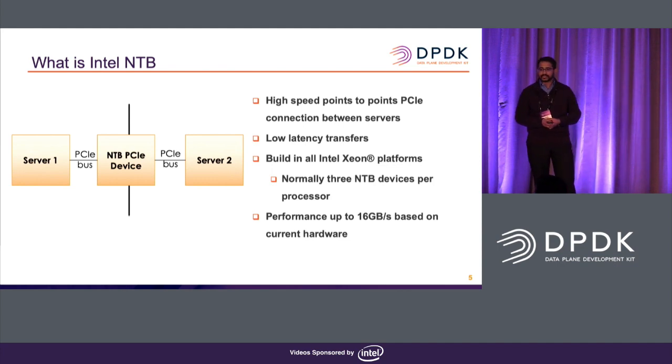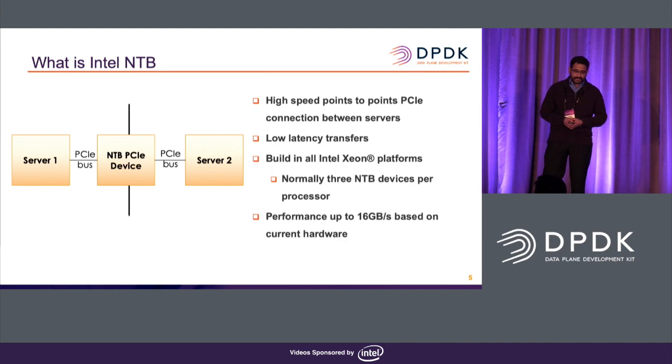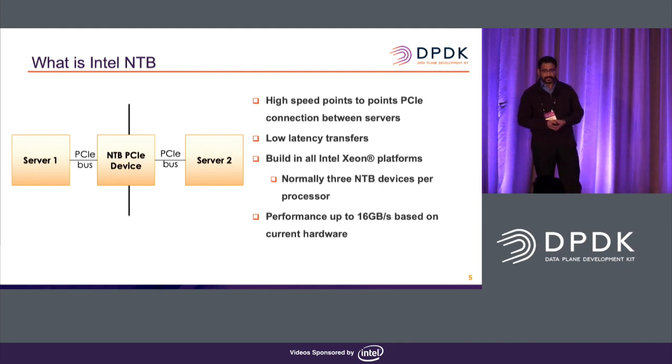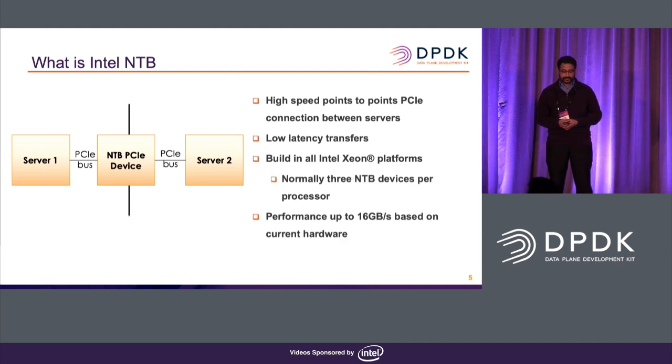Another main advantage of using the NTB is that it comes free. So it's low maintenance, and you don't require any special hardware to enable it. All the Xeon platforms have the NTB device. The only thing is you need to enable it and get the benefit out of it. On the current processor, it supports 3 NTB devices and performance up to 16 gigabytes per second for the current hardware.